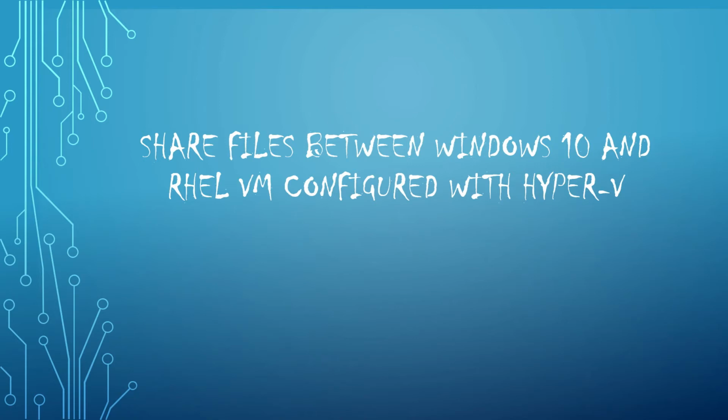In this video, let us see how to share files between Windows 10 and RHEL VM configured with Hyper-V. In the last video, we have seen how to enable RHEL VM in Windows 10 with Hyper-V. Refer to the video link in the description. Here we are going to access files from Windows 10 in RHEL VM and vice versa, the files from RHEL VM to Windows 10. Let's start with sharing the files from Windows to RHEL.